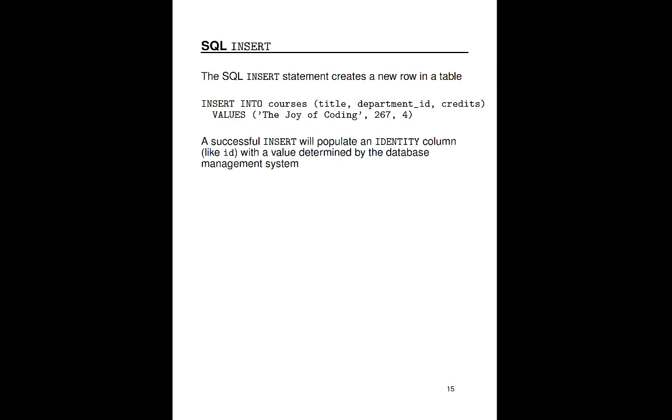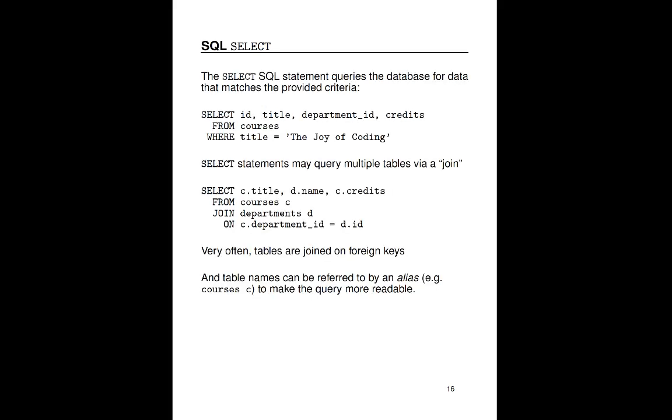So as you may recall, the courses table has an ID column. We didn't explicitly set the value here because the database will create the value for the ID column for this row. And that's because the ID column is of type identity. So identity is a signal to the database that the database is the one that manages the value of that column, not the client.